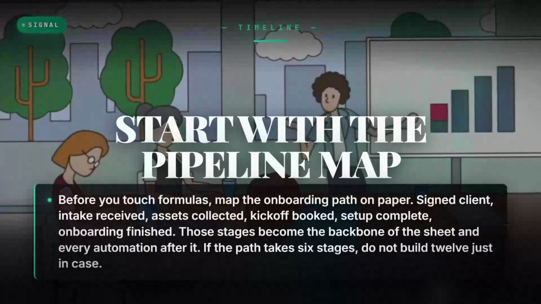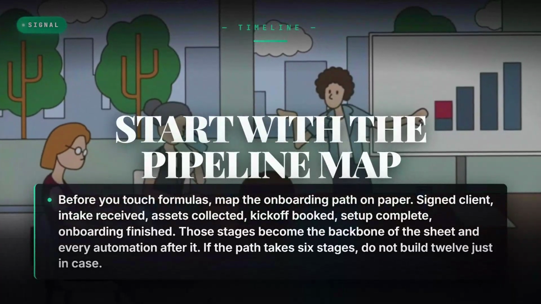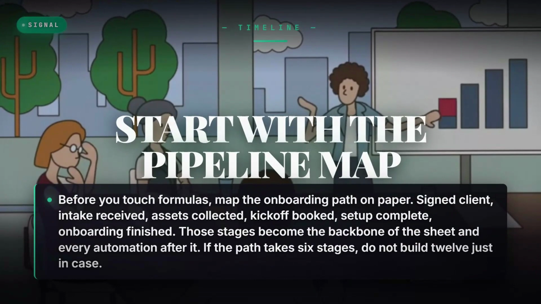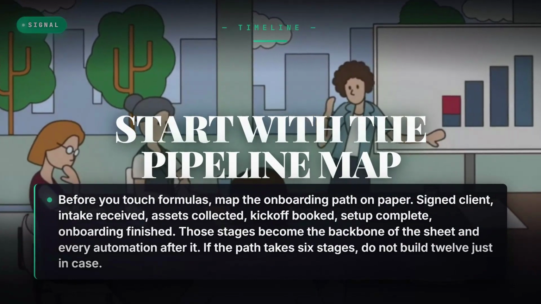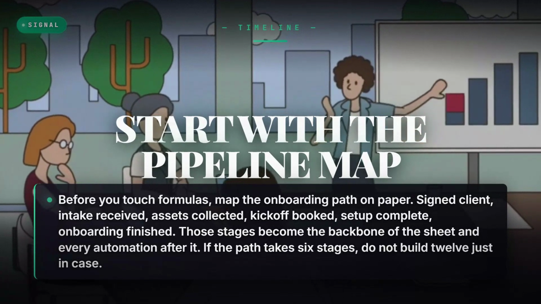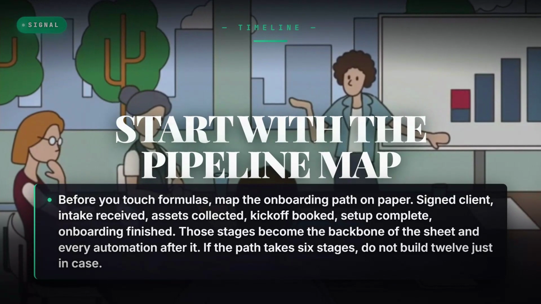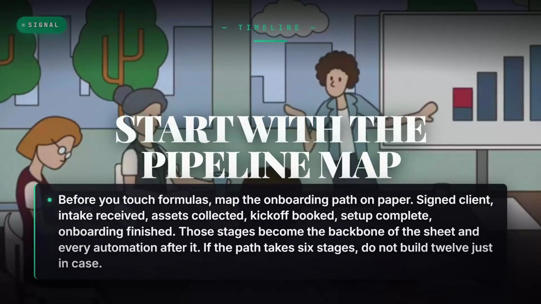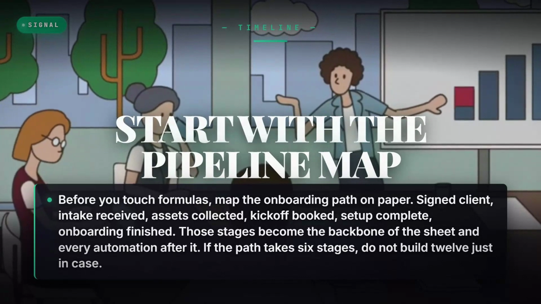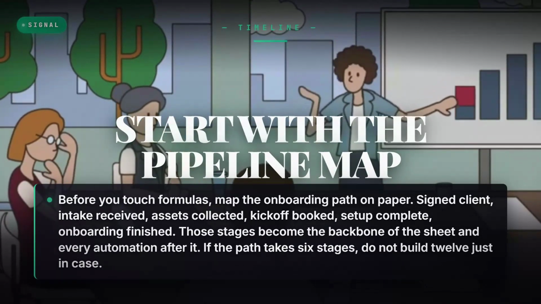Before you touch formulas, map the onboarding path on paper. Signed client, intake received, assets collected, kickoff booked, setup complete, onboarding finished. Those stages become the backbone of the sheet and every automation after it. If the path takes 6 stages, do not build 12 just in case.